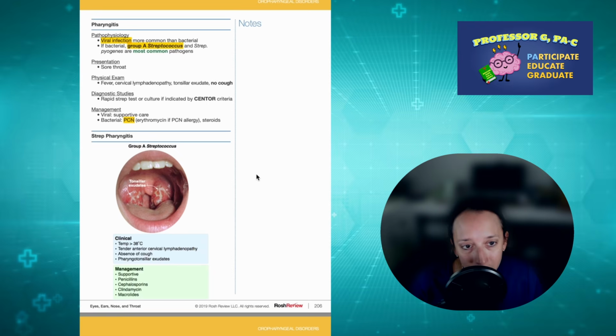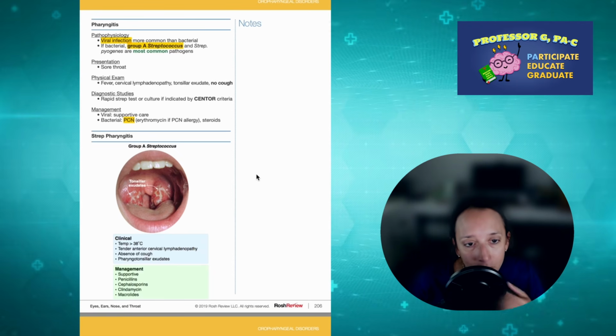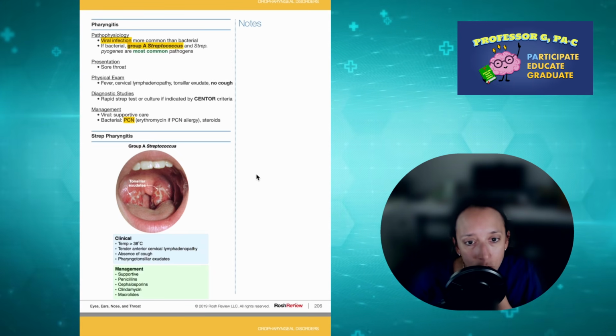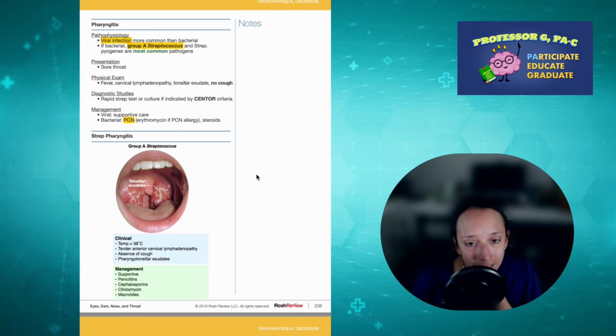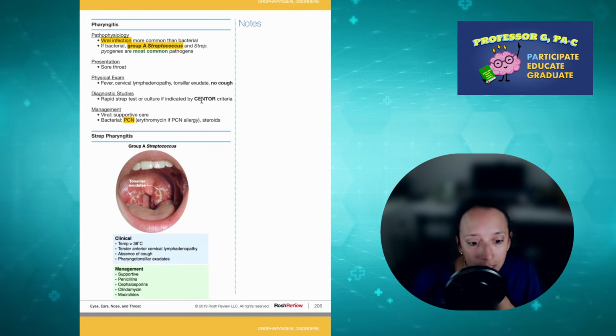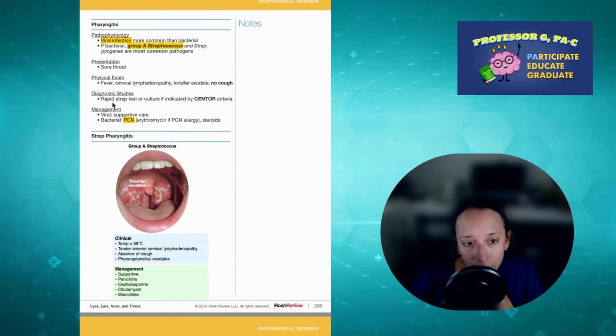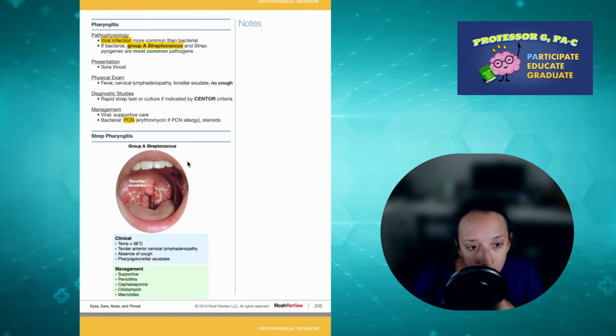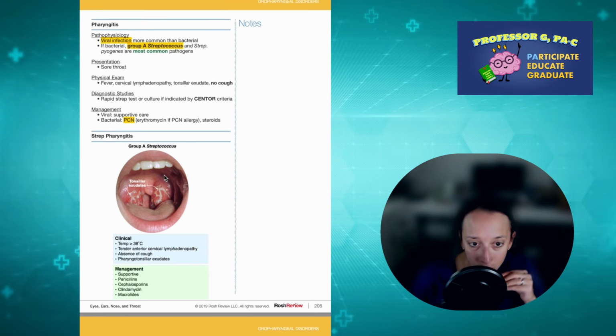So presentation, we're going to have a sore throat, fever with anterior cervical lymphadenopathy and strep throat, with tonsillar exudates and no cough. We'll use the Centor criteria to help decide whether or not to do a rapid strep test or a culture. If it's viral, we'll use supportive care.